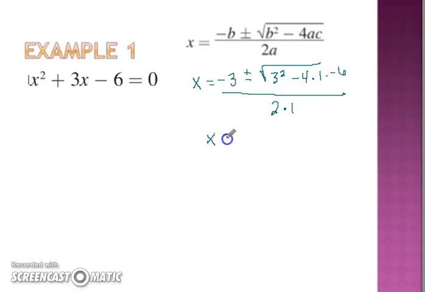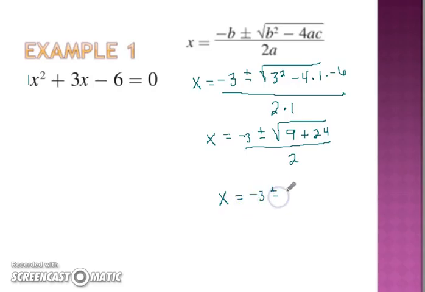So next part is just simplifying. So we have x equals negative 3 plus or minus the square root of 9, and then negative 4 times 1 is negative 4. Negative 4 times negative 6 would be a positive 24, all divided by 2. And then x equals negative 3 plus or minus the square root of 33, all divided by 2. And this one, since 33 is not a perfect square, we will have a decimal. So x equals negative 3 plus or minus, and when you take the square root of 33, you end up with about 5.74, all divided by 2.